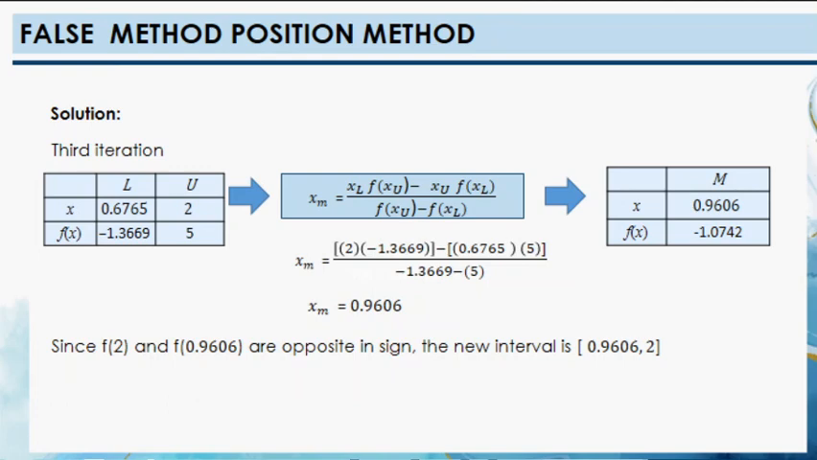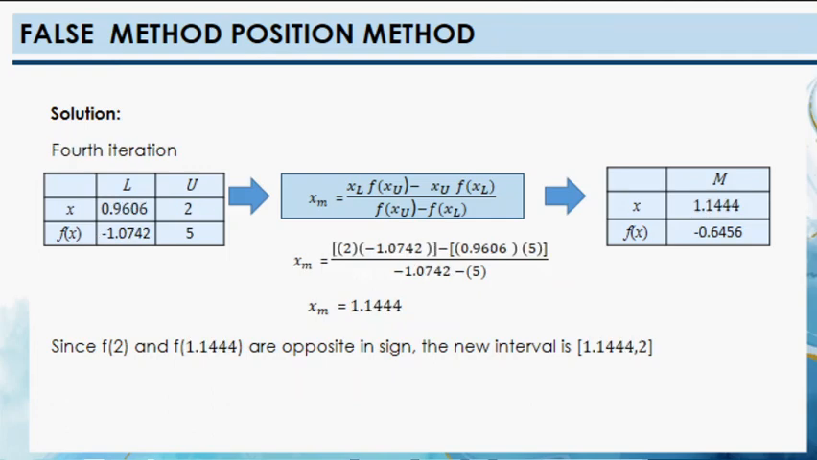So, dahil may x sub m na tayo, makakapag-solve na tayo ng f of x sub m natin, which is negative 1.0742. So, again, nagkaroon ng pagbabago ng sign. So, dito ulit sa ating middle point and dito sa ating upper limit. So, since f of 2 and f of 0.9606 are opposite in sign, so the new interval is 0.9606 and 2, which is gagamitin naman natin ulit for our fourth iteration.